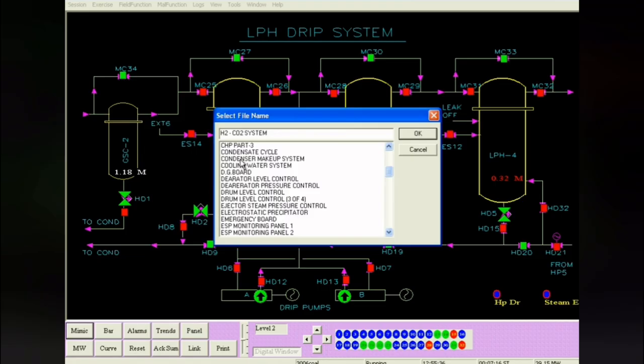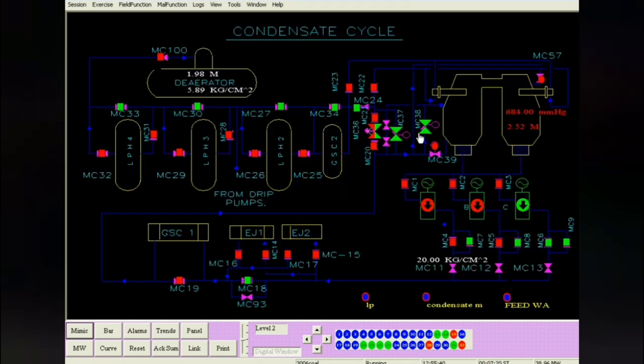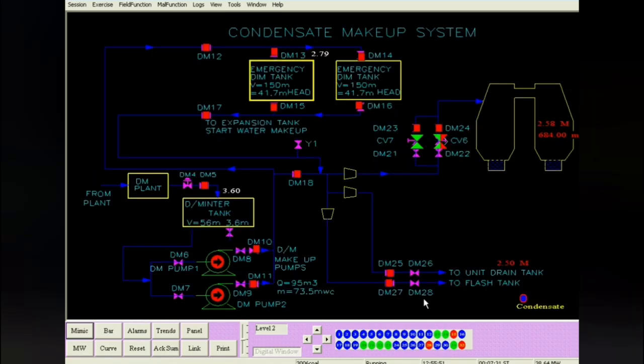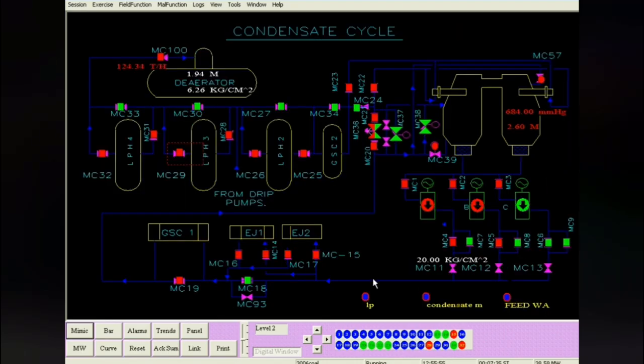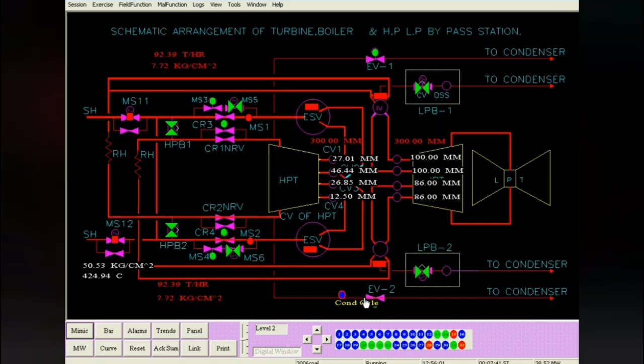We check up with the condensate cycle also. We check that both CEPs are running and there is vacuum in the condenser. Then the LP heaters are charged from feed side as well, and you can see that this is the LPHP bypass system, and just keep a watch on the main steam pressure.